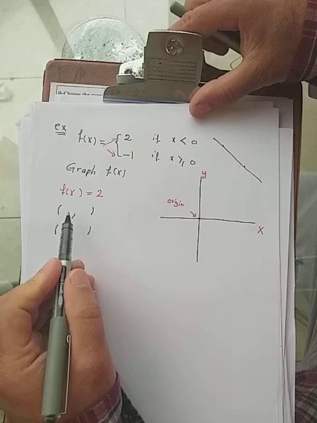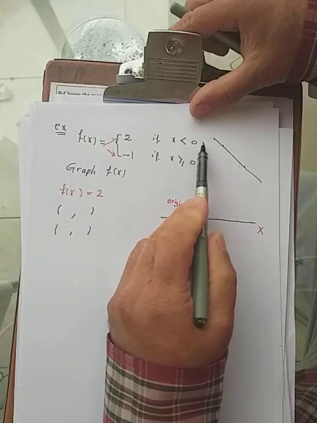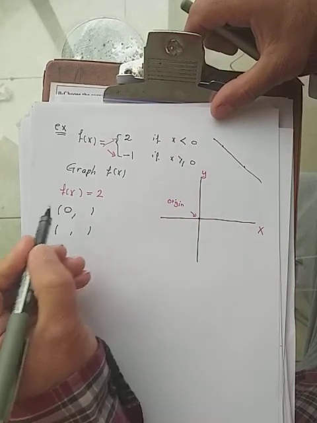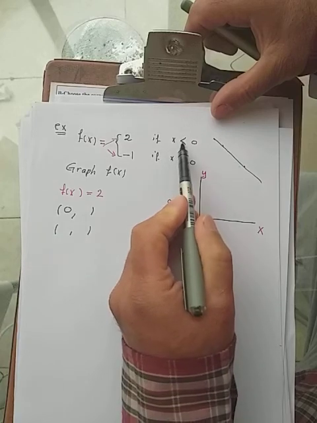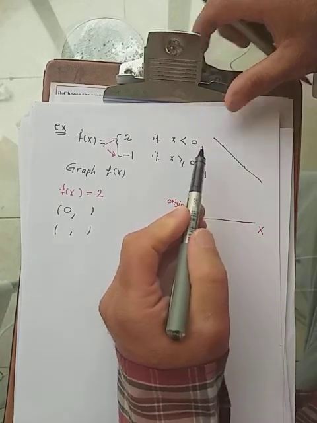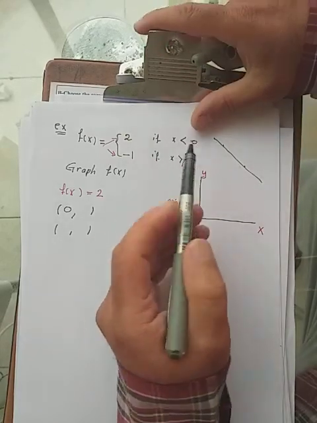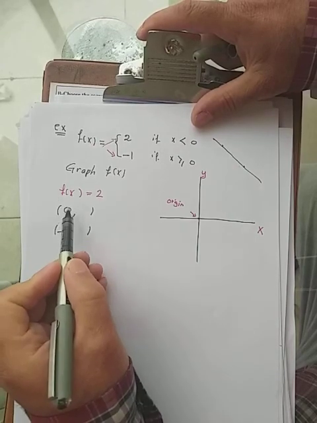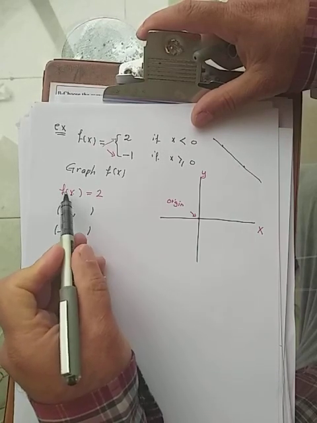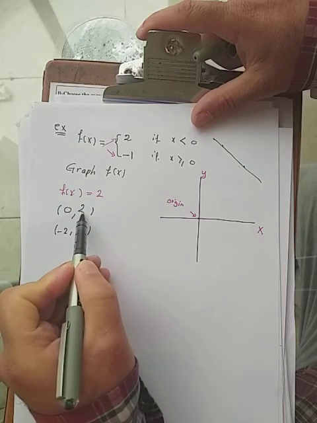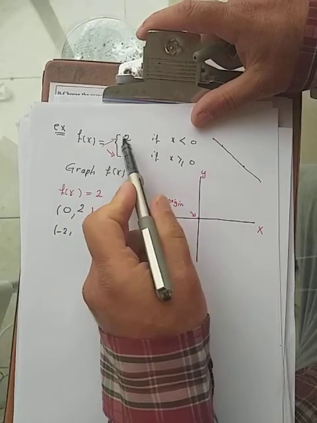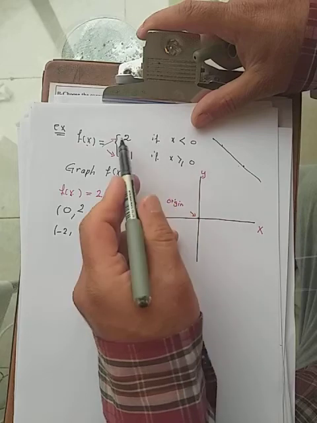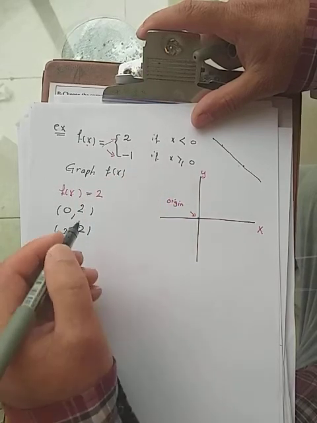What do we put for x? Look at this number, please. It is 0. We take 0, and another point, x less than 0. Give me another number less than 0. You can take minus 2. If x is equal to 0, then f of x is equal to what? 2. For any number less than 0, y is equal to 2. Minus 2, 2.